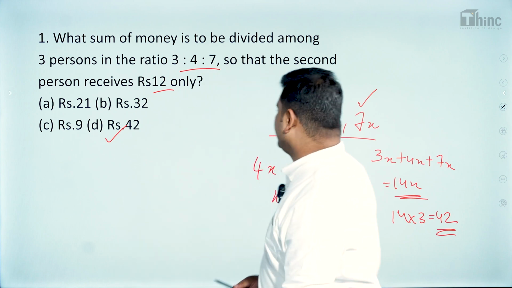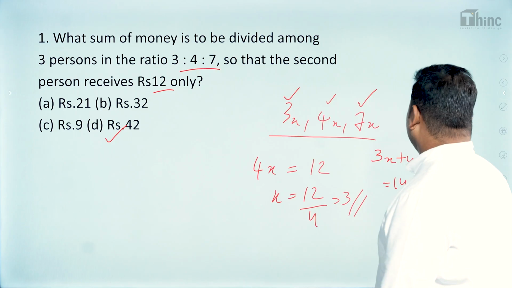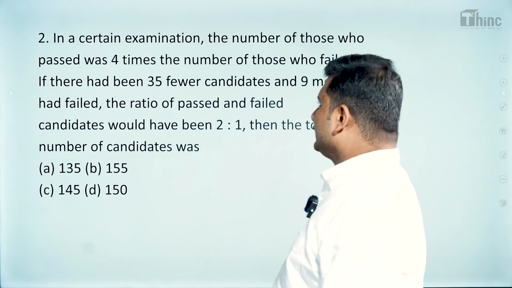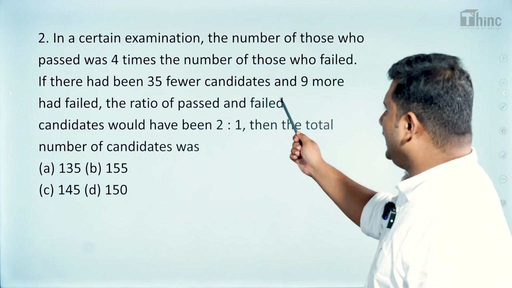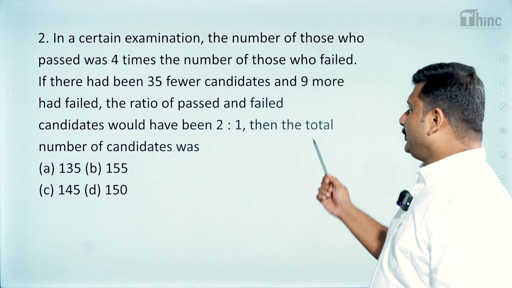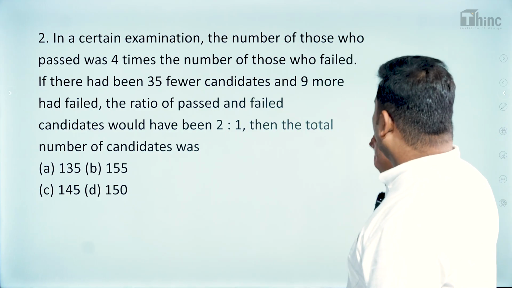I believe this is clear for you. Let's get it moving. Let's look at the next question. So what is this question saying? In a certain exam, the number of those who passed was 4 times the number of those who failed. So the number of those who passed was 4 times those who failed.